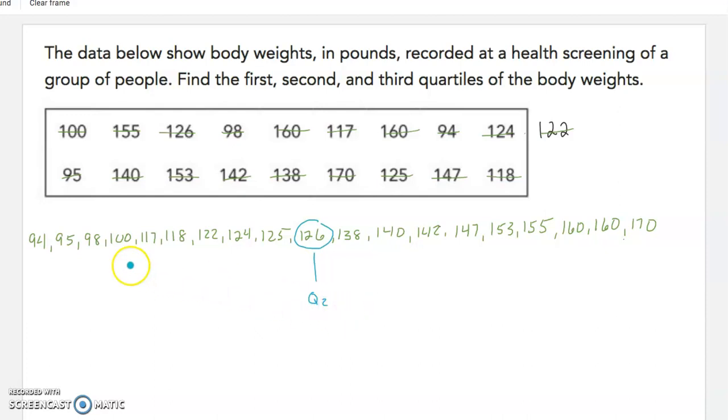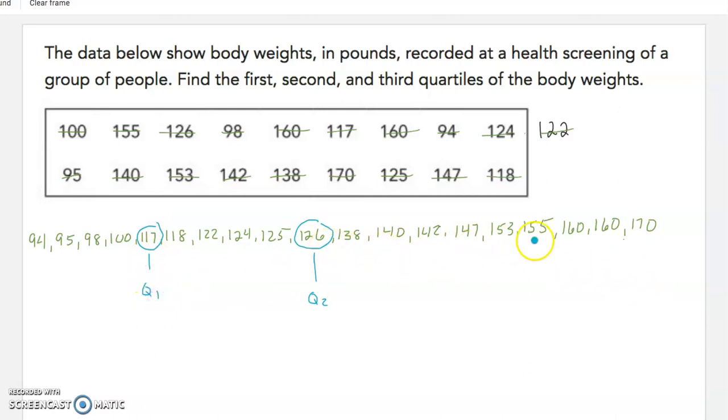All right. Now, to find Q1, I'm going to take these numbers, and there should be 9 of them there. And I'm going to find the median of them. So I take 9, I subtract 1, it's 8, divide that by 2, I get 4. So I count in 4, 1, 2, 3, 4, and then I add that 1 back that I took away. I get 117. So this is going to be Q1.